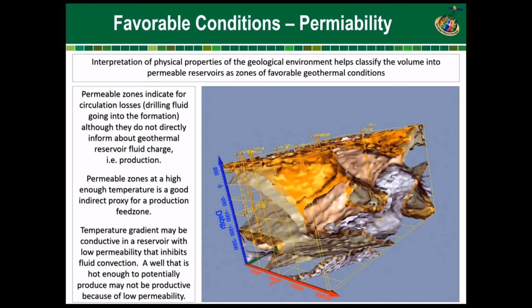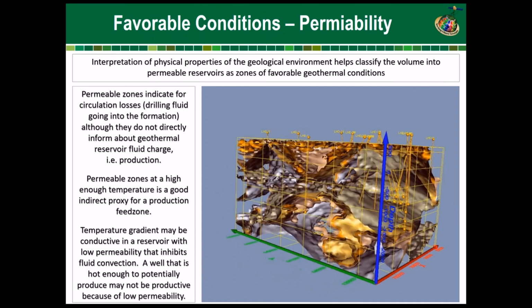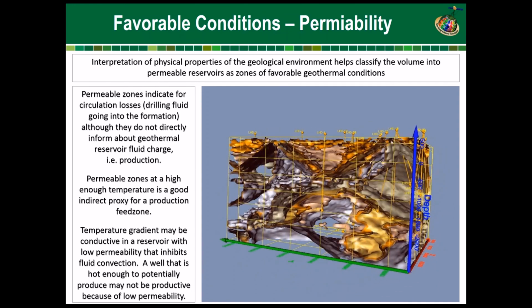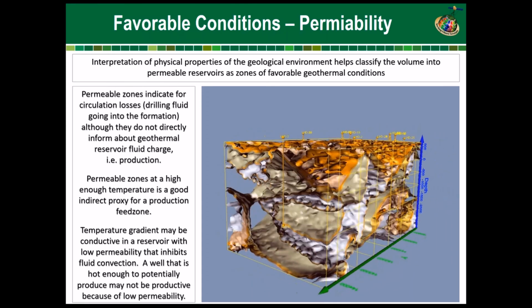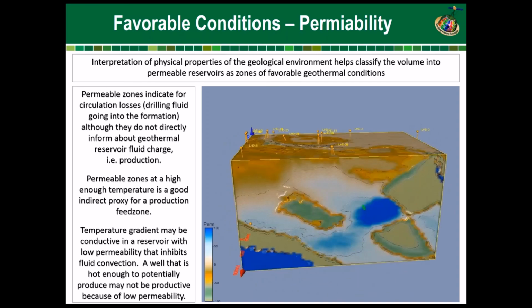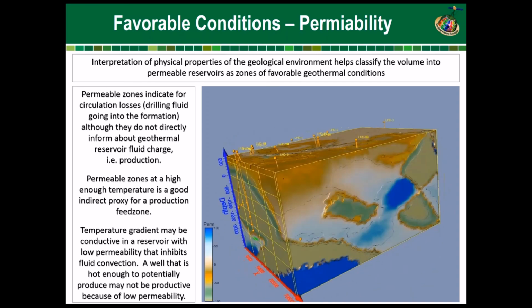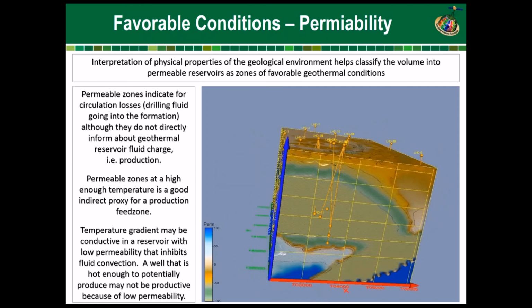Temperature gradient may be conductive in a reservoir with low permeability that inhibits fluid convection. A well that is hot enough to potentially produce may not be productive because of low permeability, which is why this is a very important component to consider.